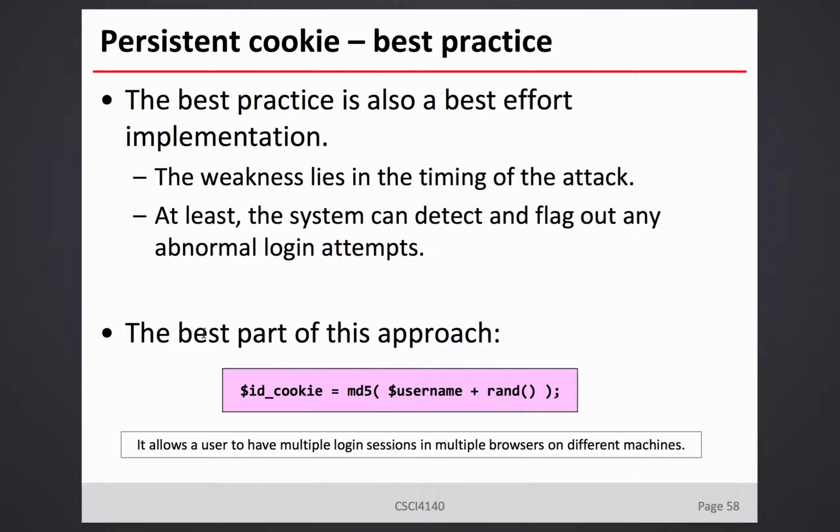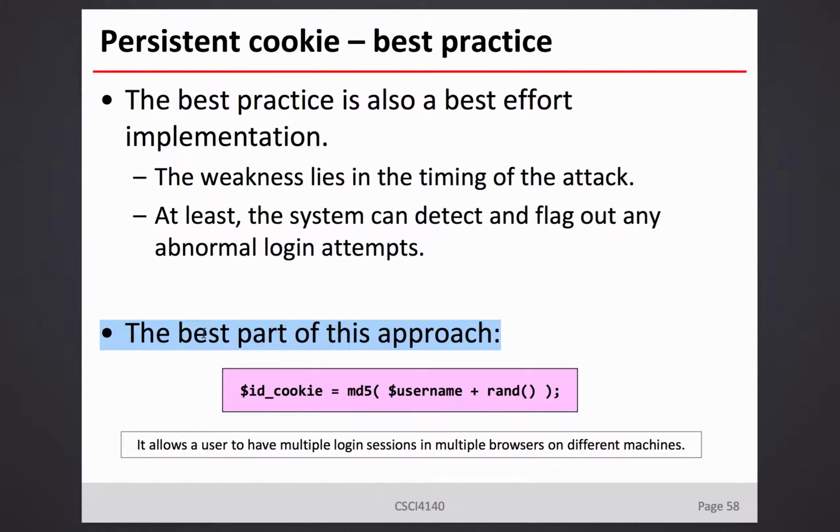And the best part of it, what is the best part of it? The best part of it is here. We use the ID cookies with a random number so that you can have a different identity when you use a different browser or different machines. So you can have different ID and session pairs together when you are coming from different machines, in a multiple login environment.